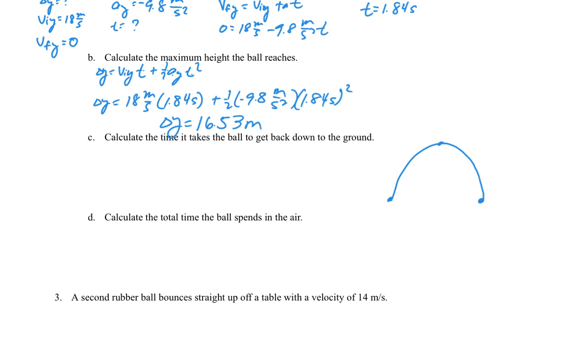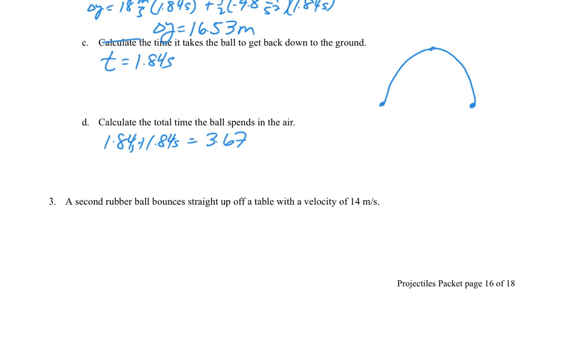So we can use that and say, well, wait a minute, I don't really need to calculate. I have just determined that the time it takes to go up is exactly the same as the time it takes to go down. So my time to get down is 1.84 seconds. That means that the total time the ball spent in the air is 1.84 plus 1.84 seconds. I can throw that in my calculator, but I should see that I get about 3.67 if I haven't taken any rounding into account.